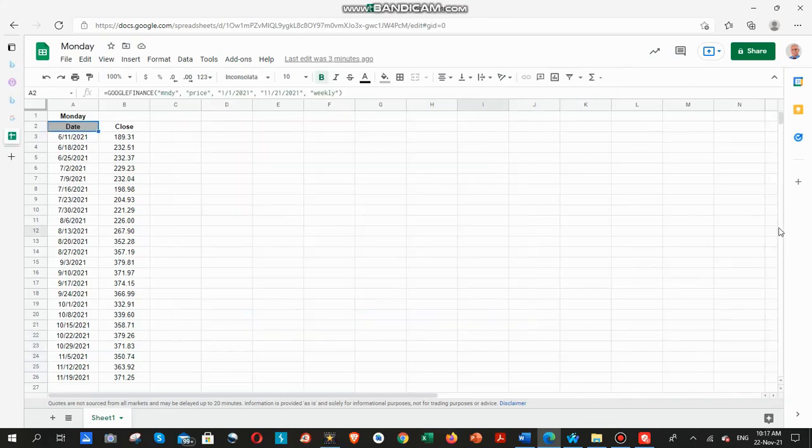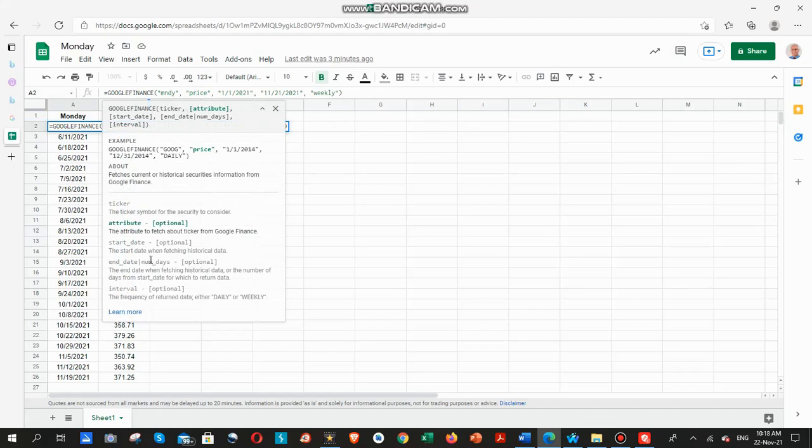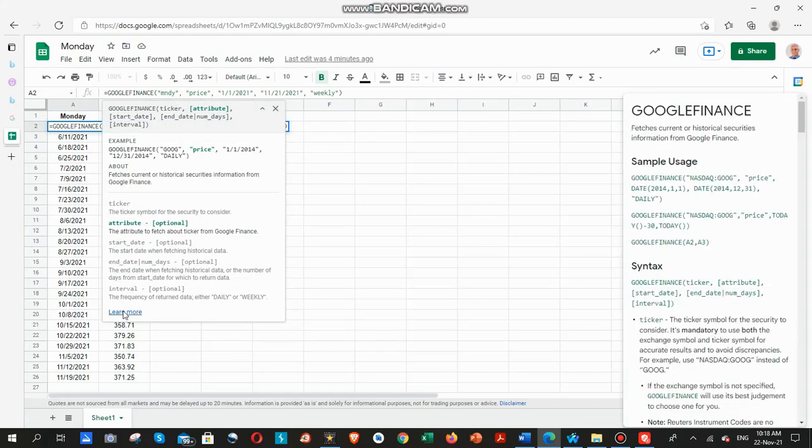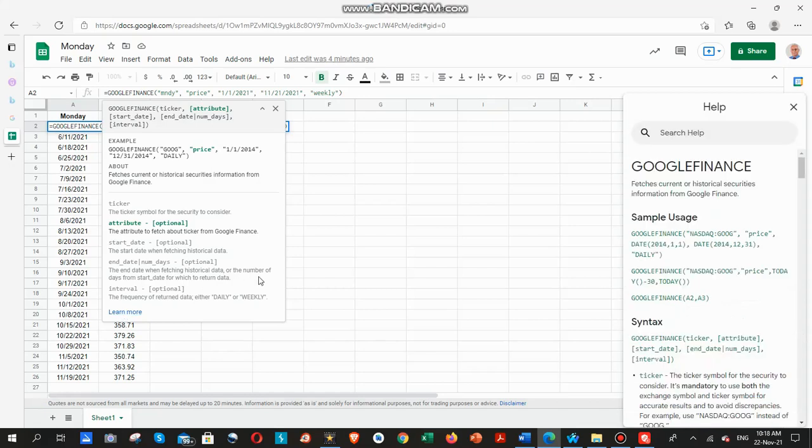Now, once again, we are without the graph. We've deleted that, and we're back again with the data. Let's see what else we can do with it. If we go back into the formula, it will tell us that if we scroll down, we can learn more, and this will happen on the right hand side, and we'll have a look and see what can be done.